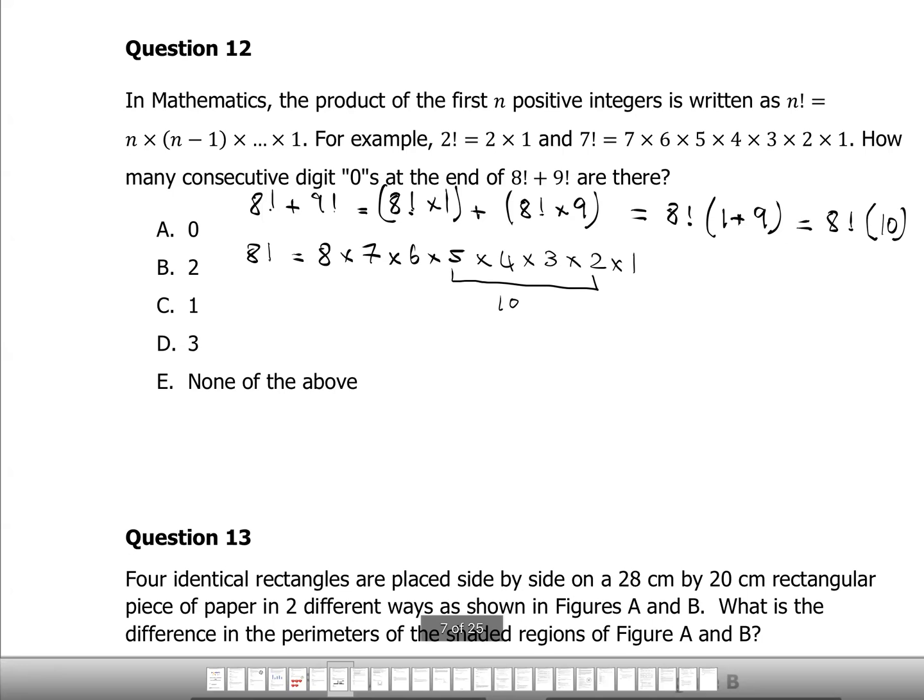So right now in 8 factorial times 10, we already have two factors of 10 that it is multiplied by, which also means there are 2 consecutive 0s at the end of this product. So our answer is B.